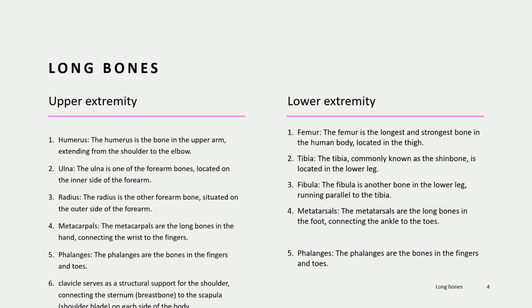The fibula sits on the lateral side of the lower leg, which is the outside, and it runs parallel to the tibia. We then have the metatarsals, and they are the long bones in the foot that connect the ankle to the toes. And then we have the phalanges, which are the bones of the toes. So that is just a brief overview of long bones within the human body.